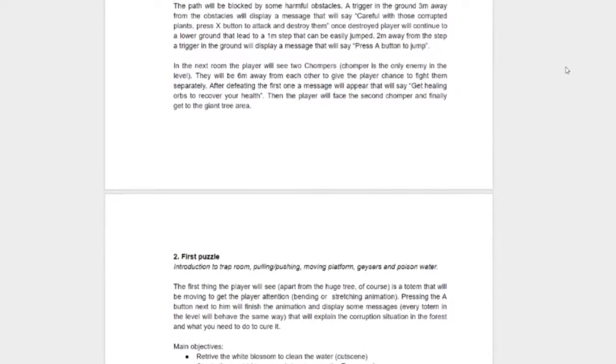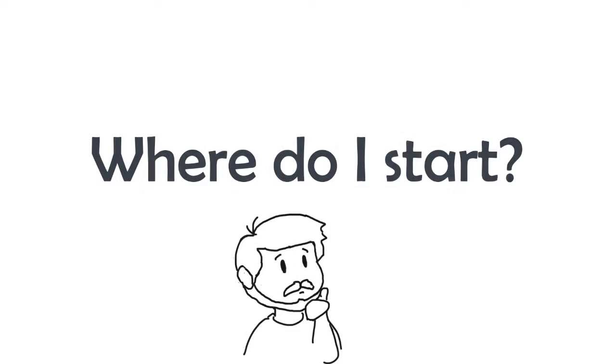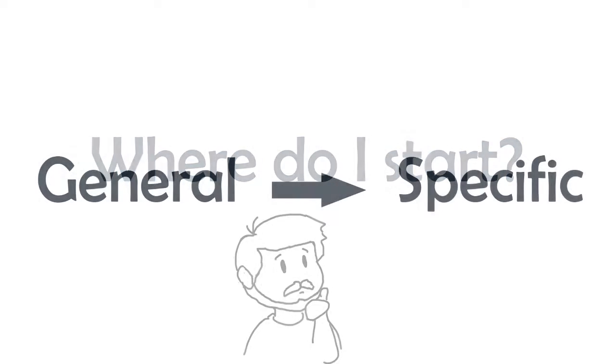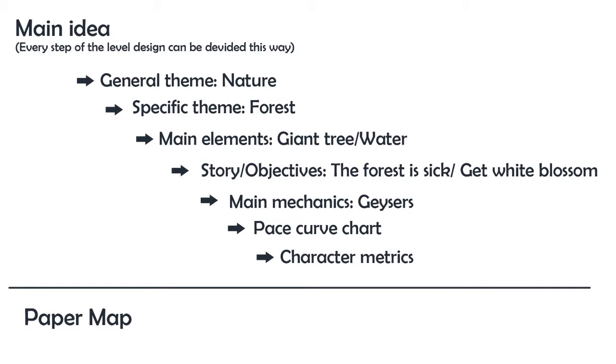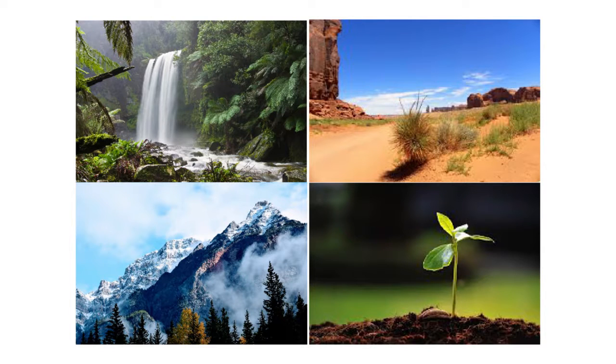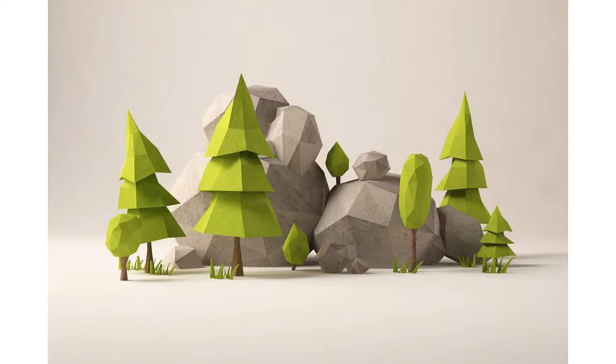So, first things first, to create a level, we need our main idea. But where do I start creating or imagining my level? In general, like in any design process, you should be working from general to specific aspects of the project. For this level in particular, I started to think about the general theme that I would be working with. In my case, I chose nature. Why? Because I love nature. I love animals, plants, and also I thought that nature would look cool in a low poly art style.